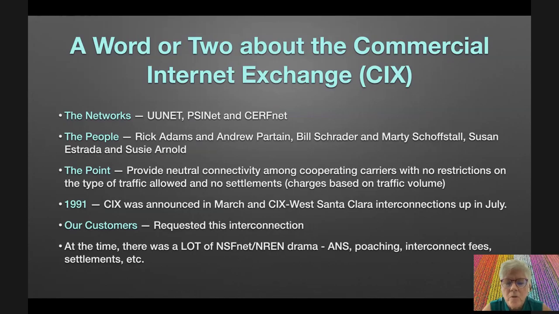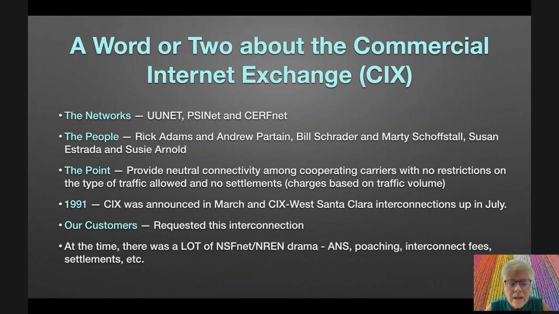And most telephone companies believed that you got paid more if you had more volume, et cetera, et cetera. But we decided we didn't want to do that because it became a whole level of tracking that we didn't want to be bothered with. So we announced the CIX in March, and our first interconnections went up in July of that year. Our customers requested this interconnection.